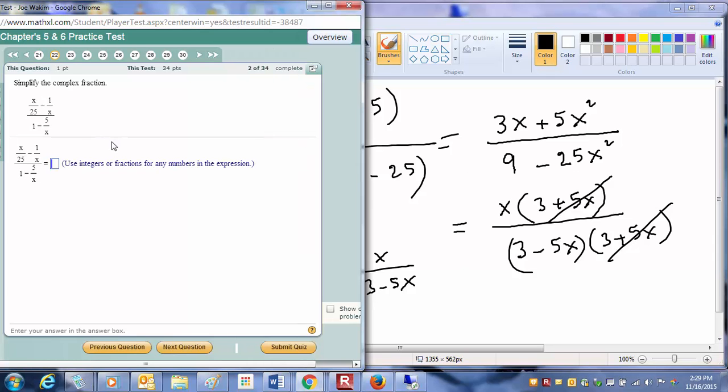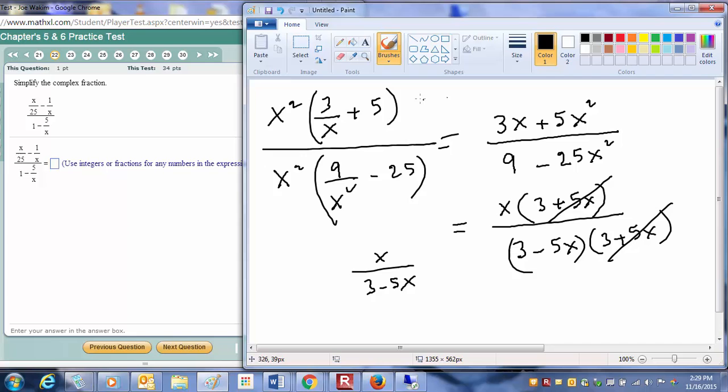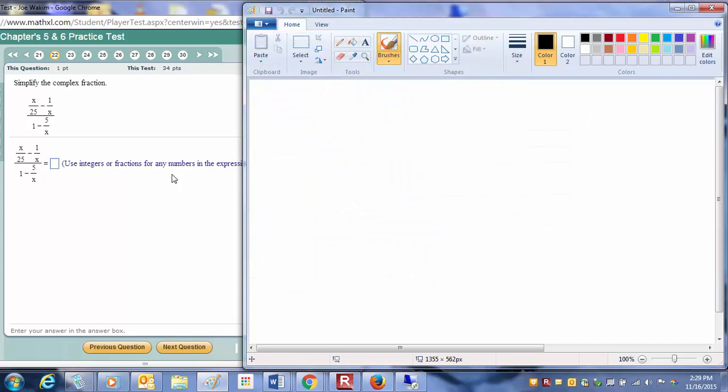Let's try number 22. It's the same problem. We need to simplify the complex fraction. Again, the common denominator is 25x. So let's multiply the top and the bottom by 25x.